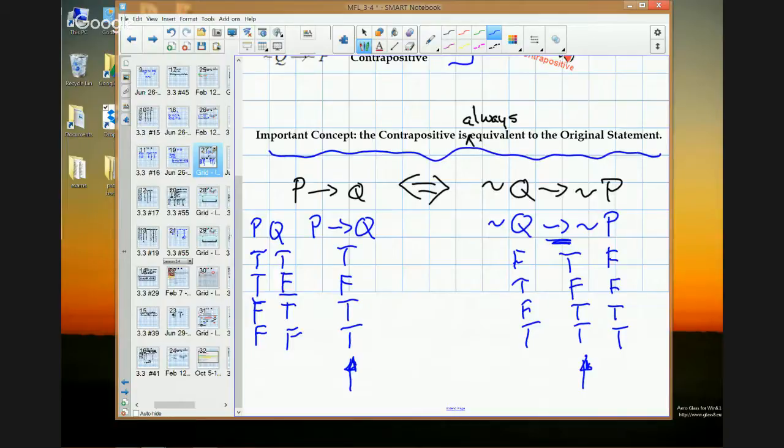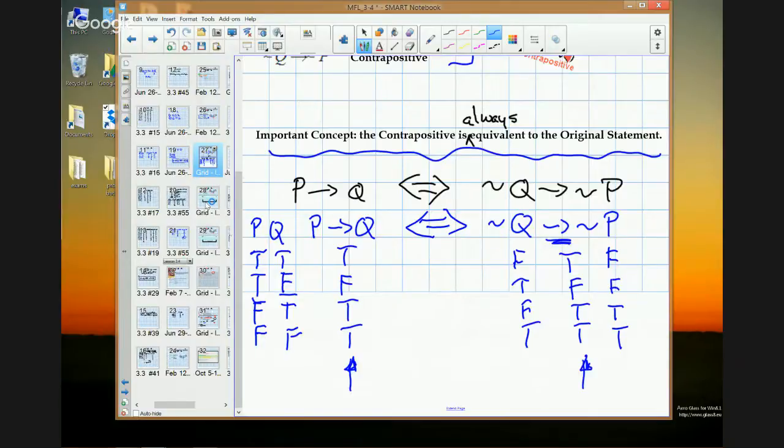Remember I said if you take the contrapositive of a statement, that's always equivalent to the original. And I just showed you that's exactly what happens. Why are they equivalent? Because the truth tables come out exactly the same.